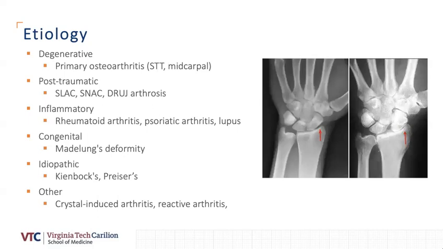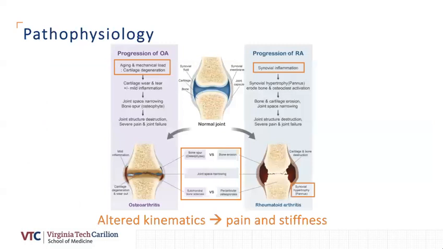You can have congenital causes such as Madelung's deformity, which is a deformity that affects the growth plate of the radius, which causes deficient radial growth and ultimately leads to ulnar compaction and subsequent arthritic changes. And you can also develop arthritis after avascular necrosis of the lunate or scaphoid.